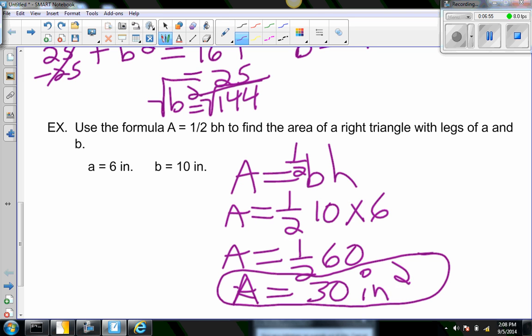So all I really did there was use the same concept. I have to figure out that the base and height of a right triangle are going to be the legs. Because the hypotenuse is a diagonal, that's never going to be the base or the height. It's always the legs. So that's how I knew that a and b had to be my base and my height. So I just plugged it in and did the work.